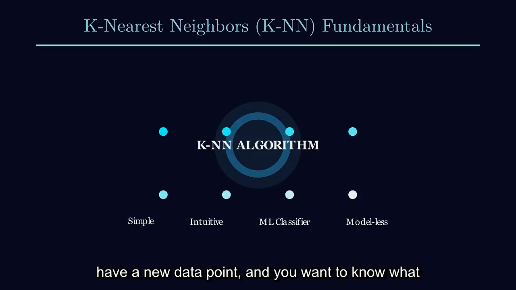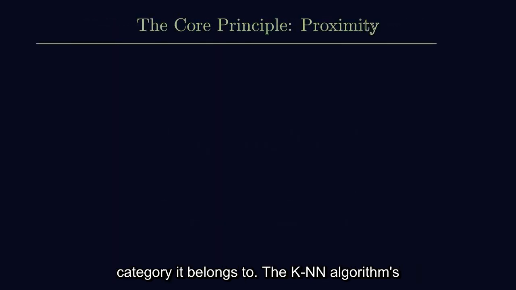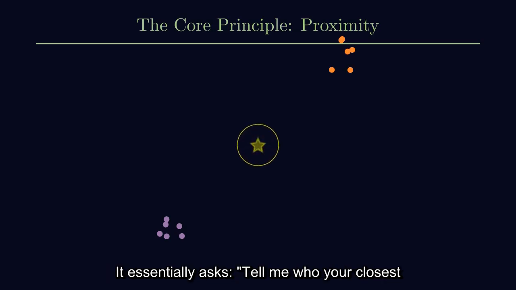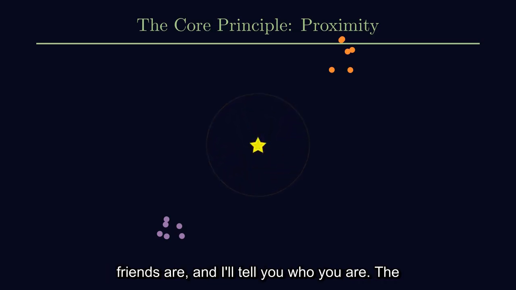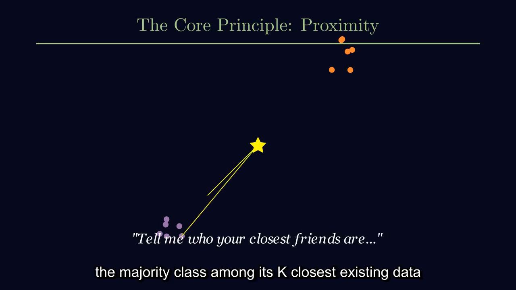Imagine you have a new data point, and you want to know what category it belongs to. The KNN algorithm's fundamental principle is to look at its neighbors. It essentially asks, "Tell me who your closest friends are, and I'll tell you who you are." The classification of this new point is determined by the majority class among its k closest existing data points.